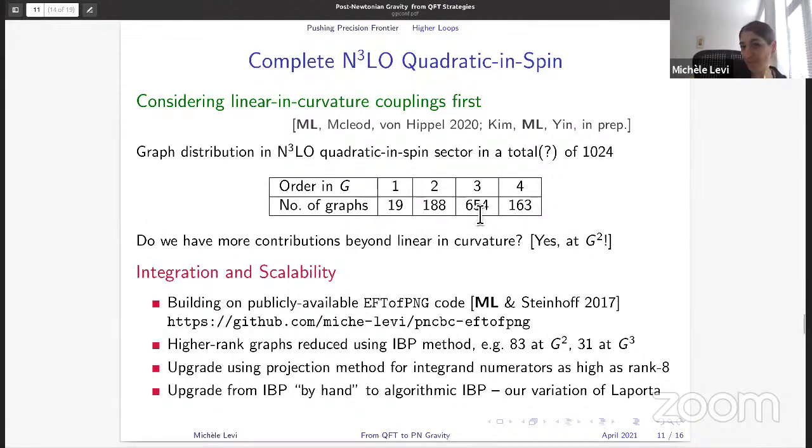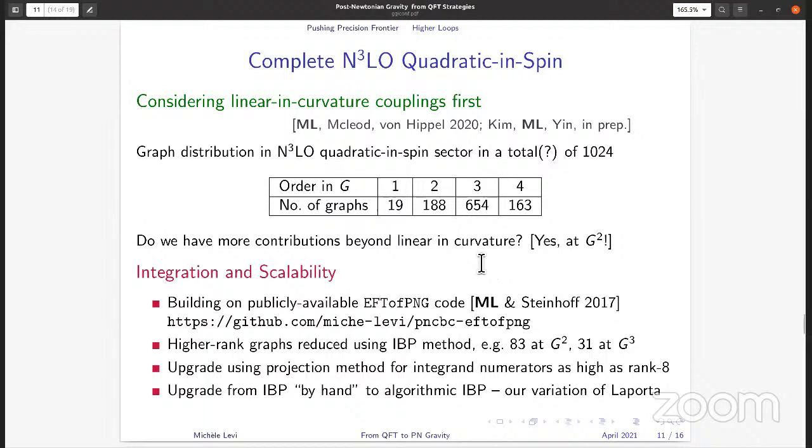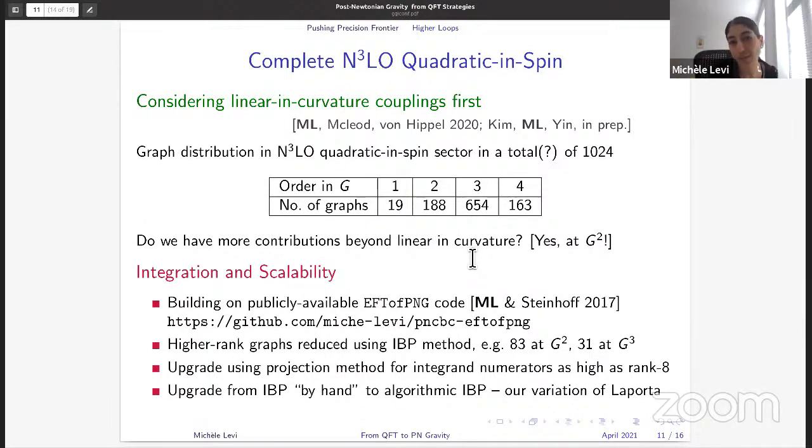So this is the graph distribution. Of course, it's horrendous. It's a huge amount of work, a total of 1,024 graphs that we have to tackle. But fortunately, once we exercise this distinction that was exemplified in these definitions, we see that actually not a lot of these graphs are ones that require IBP or are genuine higher loops. So it's a lot of work, but we can now identify where the difficulty lies.